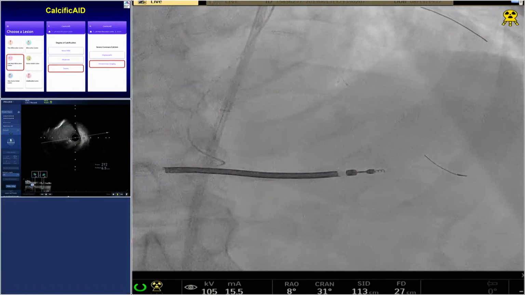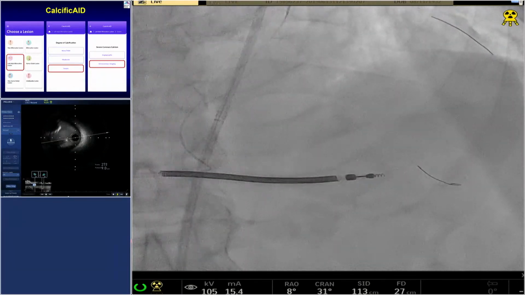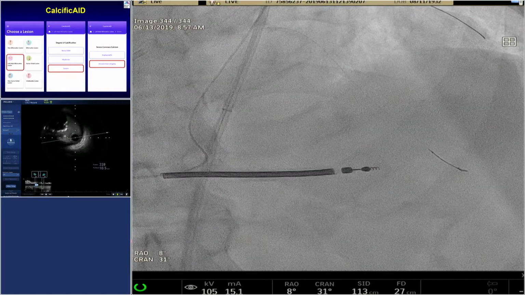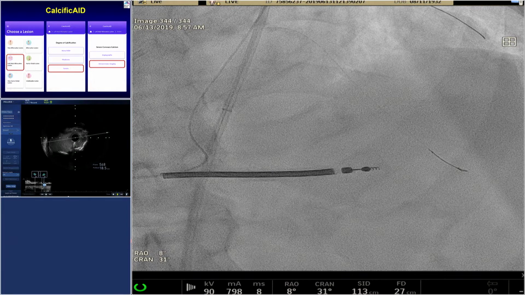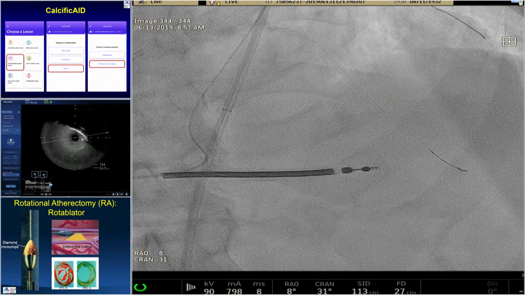So right now I'm wiring the LAD with the Fielder FC and then changing it to the Rota wire. Rota Floppy we have ready. So you had decided that you would go ahead with rotational atherectomy based on the angiographic calcification, or is it your calcific aid that's helping you to get there?